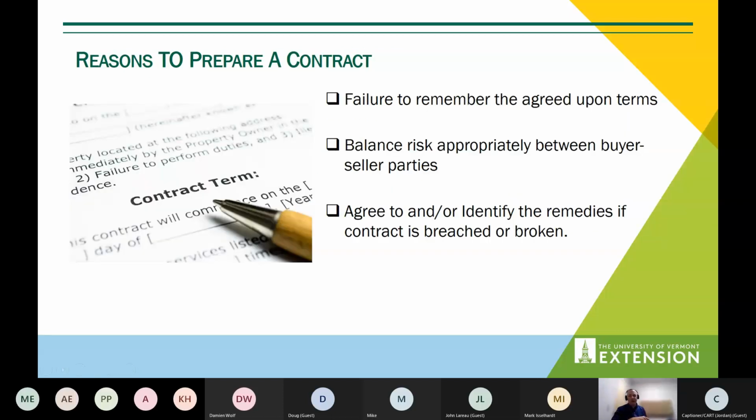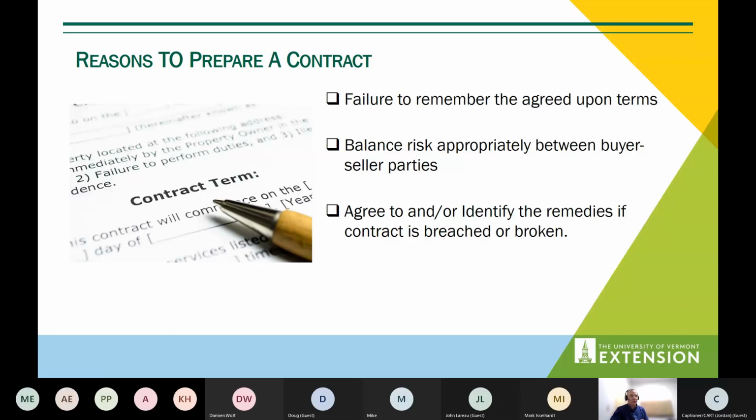So reasons to prepare a contract. Could it be possible that someone could fail to remember the agreed upon terms if it was a handshake or a verbal agreement? Could be totally unintentional, but let's be honest, if there's some sort of duress, some sort of unfortunate condition, and someone doesn't remember the terms, that could be problematic, and certainly could raise a concern for the business relationship.